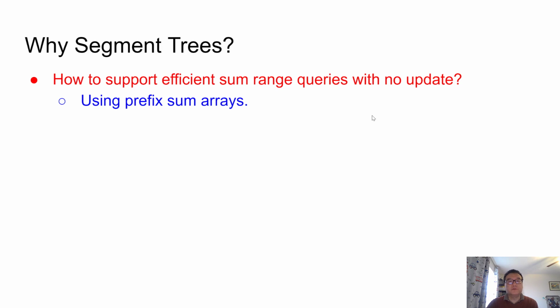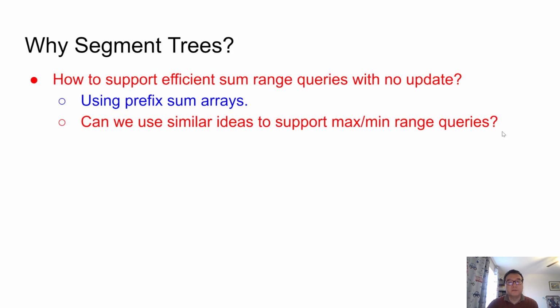One way to do it is to use a prefix sum array. We create another array, where each element stores the prefix sums. Then any range sum is a difference between two elements in the prefix sum array.